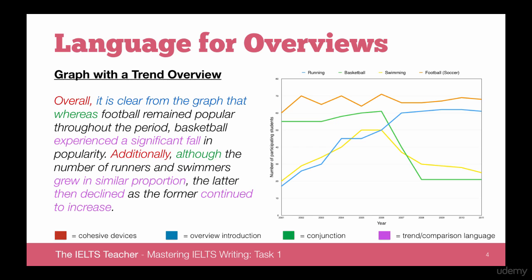You can see here we've got the conjunction whereas, that's a subordinating conjunction. This ensures that we are addressing the requirement for a complex sentence. We contrast that clause with the following clause, something staying popular with something going down. Basketball experienced a significant fall. So that purple language there, this is a piece of trend language. It experienced a fall. There's a trend there.